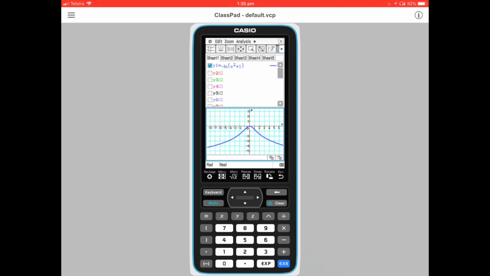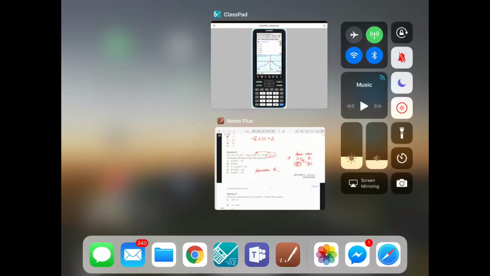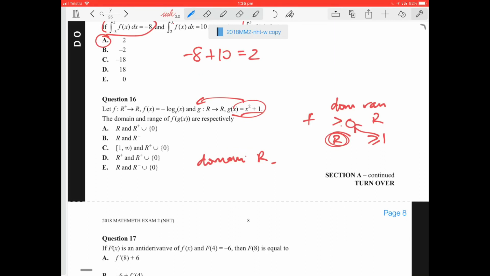Okay, so that's going to be less than or equal to 0. Analysis, g, solve, max 0. So the domain is R and the range is R minus 0, all reals, e.